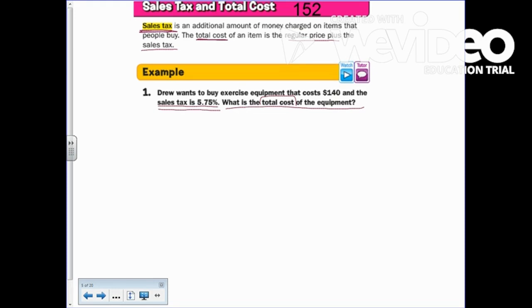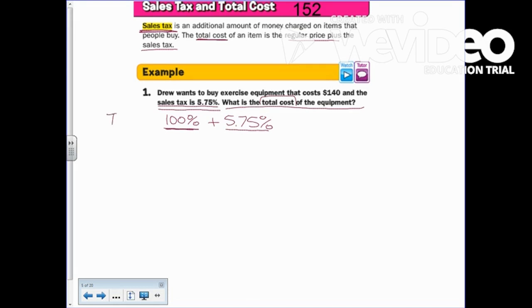Because we're asked to find the total cost, we want to actually find not 5.75% of the cost. We want to find 100% plus 5.75%. We want to find 100% because that's going to give me the actual cost of the equipment, or the $140, when I multiply by it. We want to find 5.75% because that's going to give me the tax. And by adding those 2 percentages together, it will actually give me the total cost.